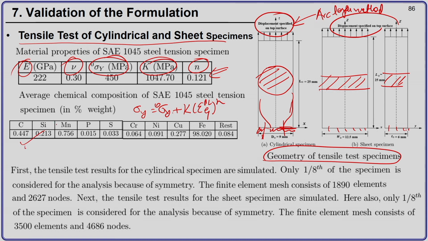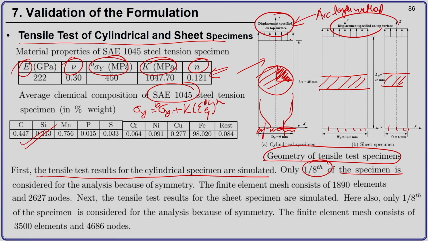This is the chemical composition of this SAE 1045 steel, which we have taken from the literature. We first simulate the tensile test results of the cylindrical specimen. We only take the 1/8 of the specimen. This is the half of the specimen, so we just take the 1/8, this much.